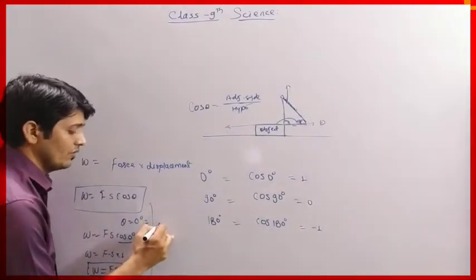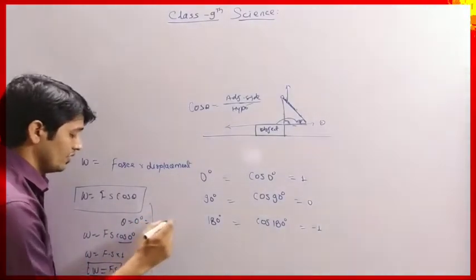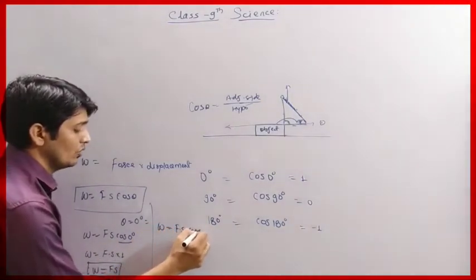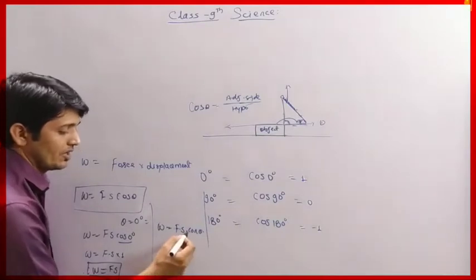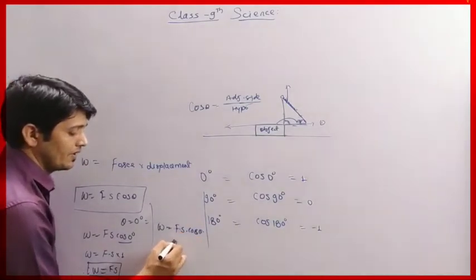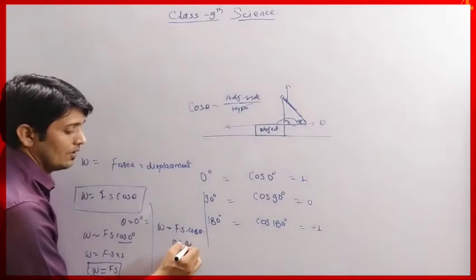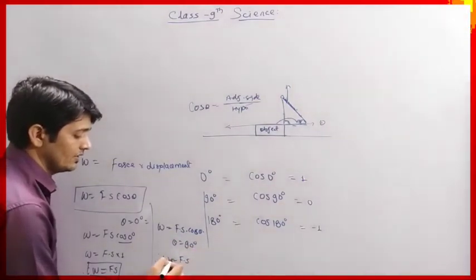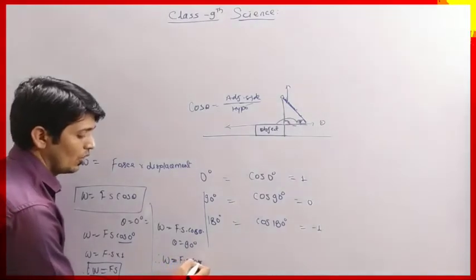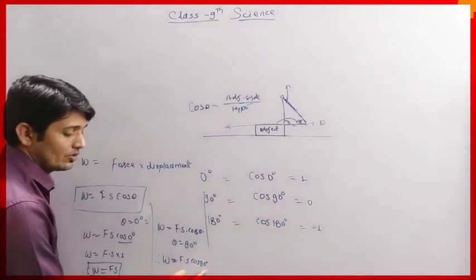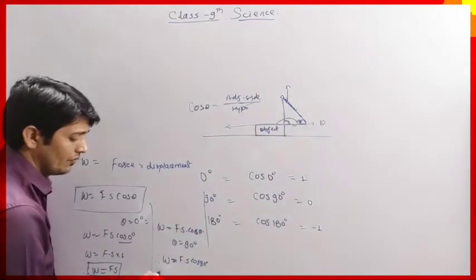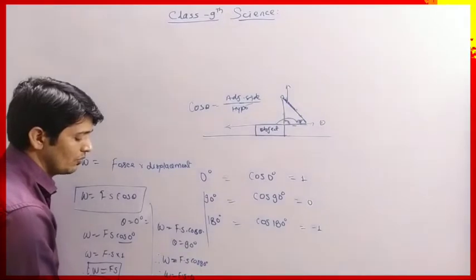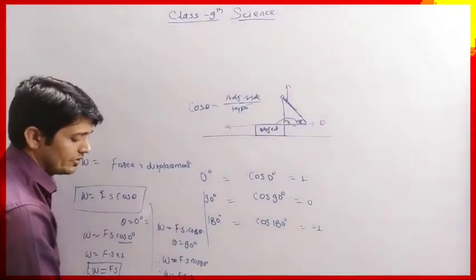See, the formula we have is W equals F into S into cos theta. So if theta equals 90 degrees, then work done equals F into S into cos 90 degrees. So cos 90 degrees is 0. Therefore W equals F into S into 0. So W equals F into S into 0 is 0.